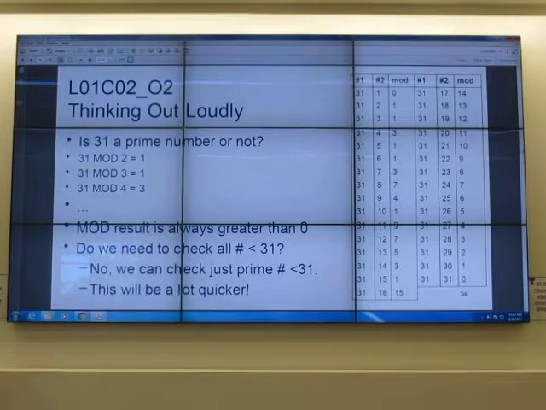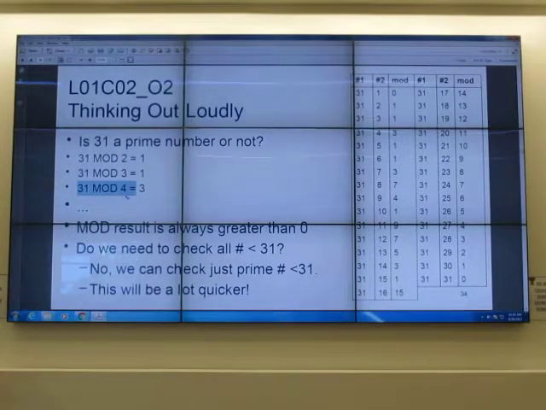Let's take a look at what mod is first. See this: 31 mod 2 equal to 1. So mod gives me the remainder. 31 mod 3 equal to 1. 31 mod 4 equal to 3. So it's the remainder.